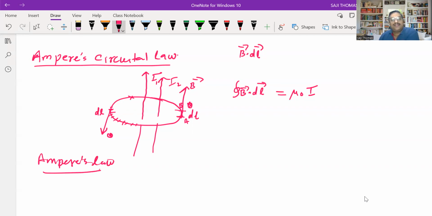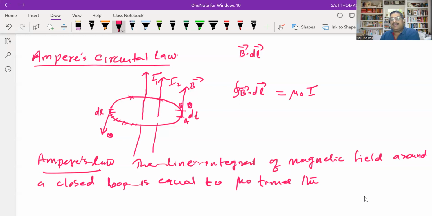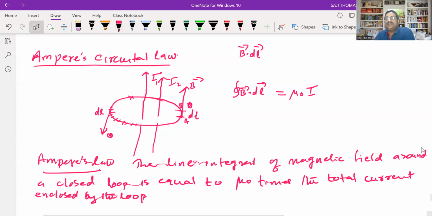Ampere's law: the line integral of the magnetic field around a closed loop is equal to mu0 times the total current enclosed by the loop. This is Ampere's Circuital Law.